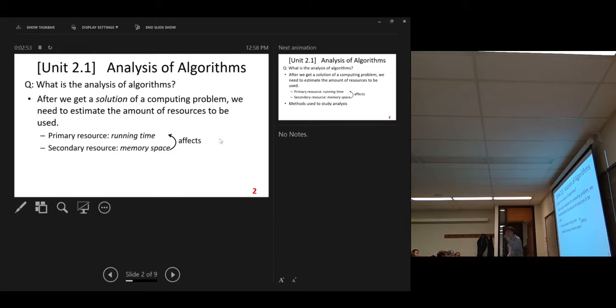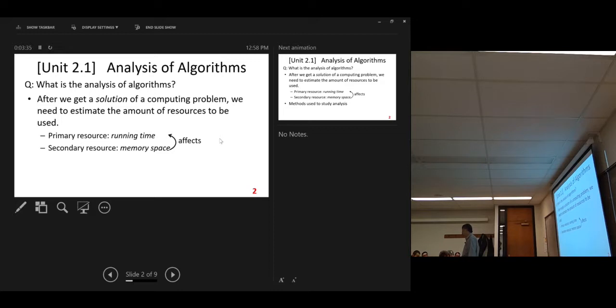So if your program uses too much space, the performance will be slowed down. If you run out of space, you have to wait until the space is available. Then you can go to the next step. Every step, you will have a shortage of space. You have to wait until the space is released. Then you can go to the next step. For that reason, memory space will impact running time.